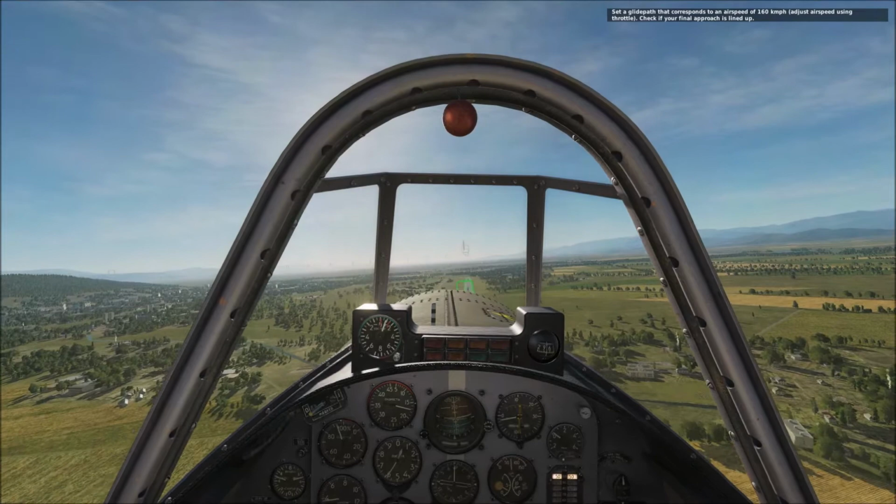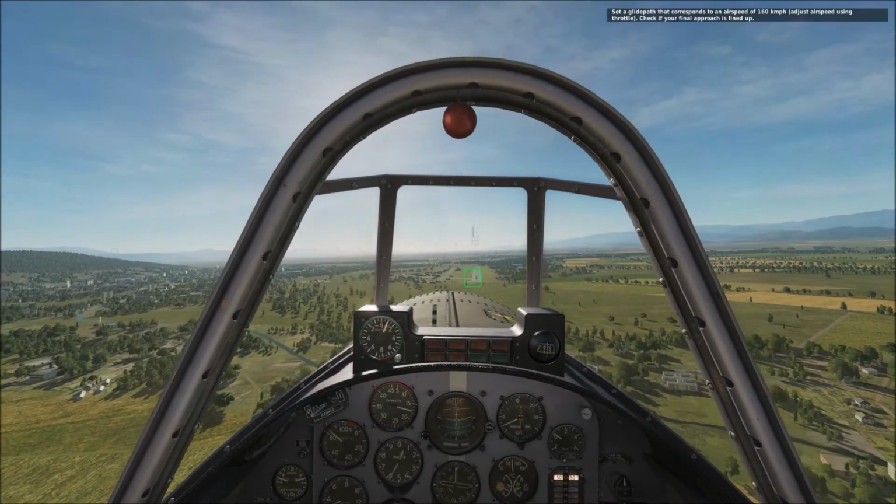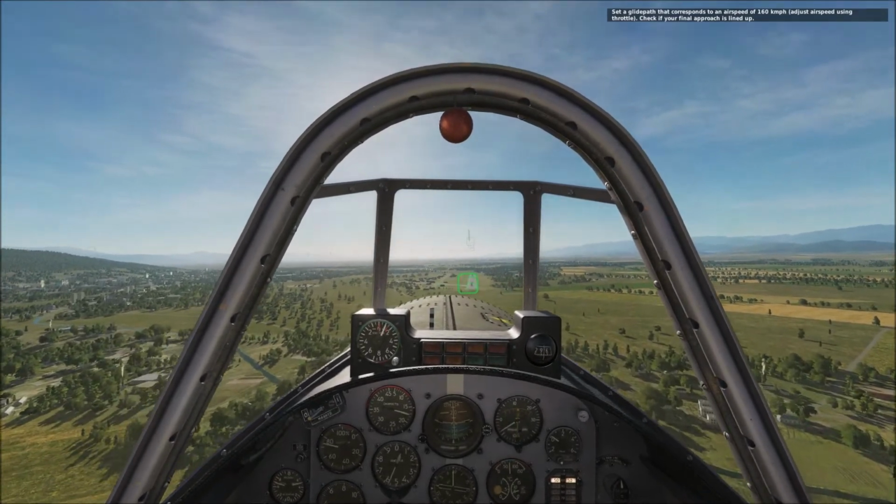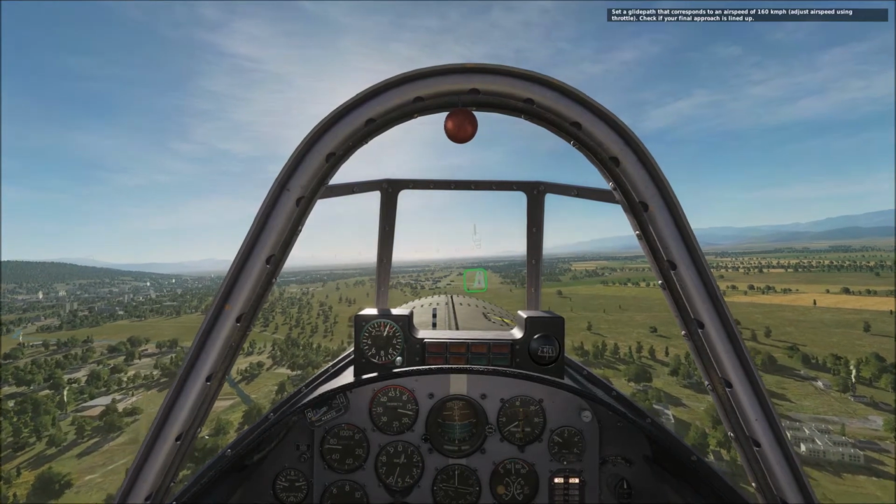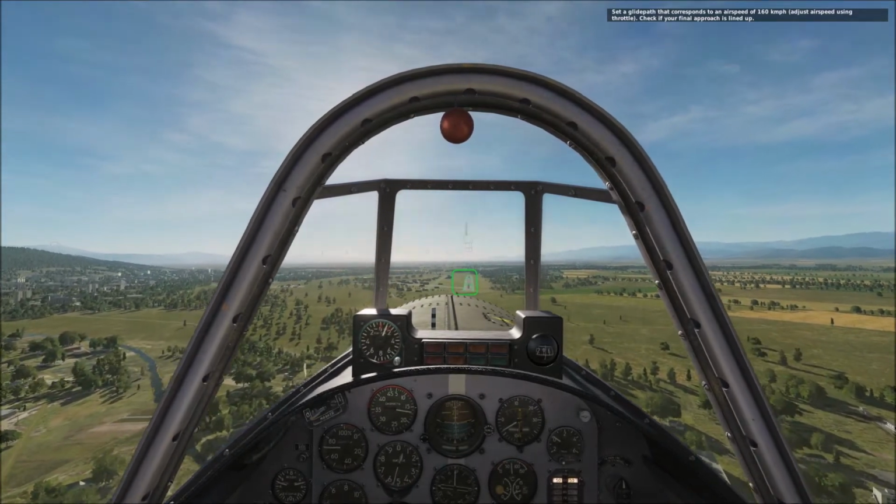Set a glide path that corresponds to an airspeed of 160 km per hour. Adjust airspeed using throttle. Check if your final approach is lined up.